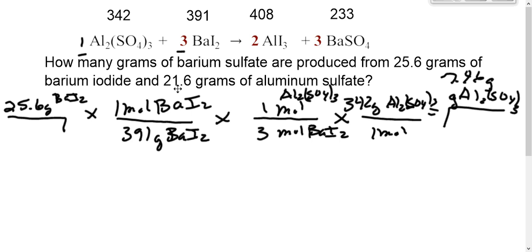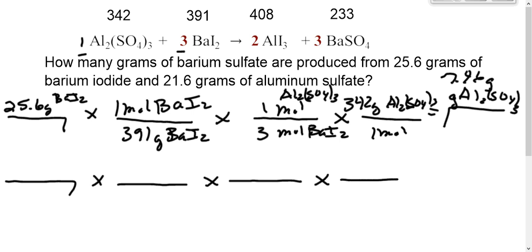We were given 21.6. So aluminum sulfate is more than what's needed. It's definitely the excess. So our limiter clearly is the barium iodide. So now our question was, how many grams of barium sulfate are produced? So I'm going to do one more stoichiometry, and I'm going to figure out how many grams of barium sulfate are produced. But I'm going to use the limiter again, because if I use the excess, I will over-calculate how much there would be for our product.